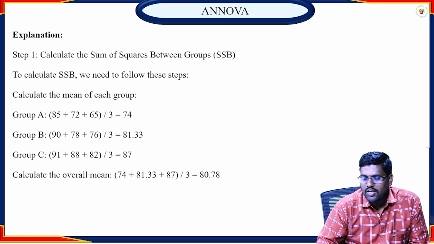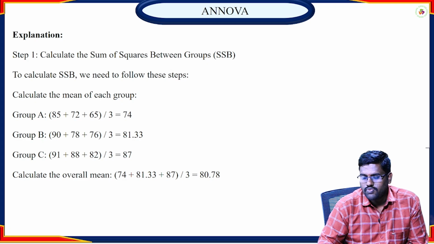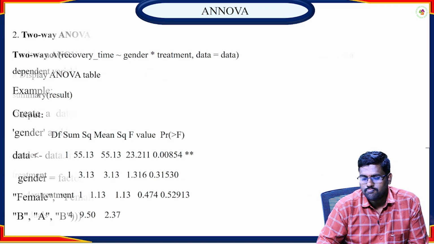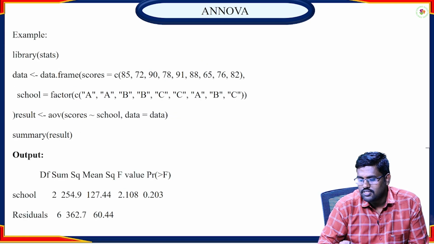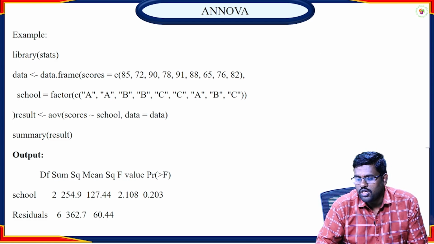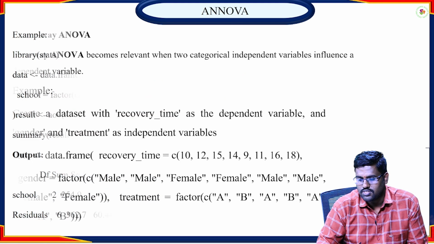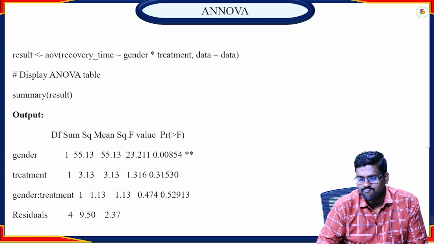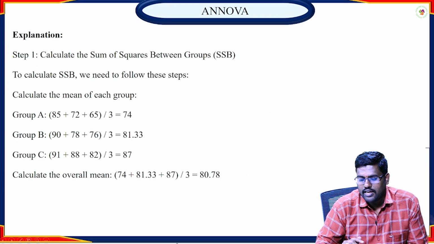First our given values are 85, 72, 62, 65. See the previous example: 85, 72, 90, 78, 91, 88, 65, 76, 82. We are dividing that into three groups: 85, 72, 90 is one group, 78, 91, 88 is another group, and 65, 76, 82 is another group. So see how we are calculating. First, divided into three groups, group A, B, C. The overall mean is the sum of the group means, 74 plus 81.33 plus 87, divided by 3. So 80.78. This is the overall mean.